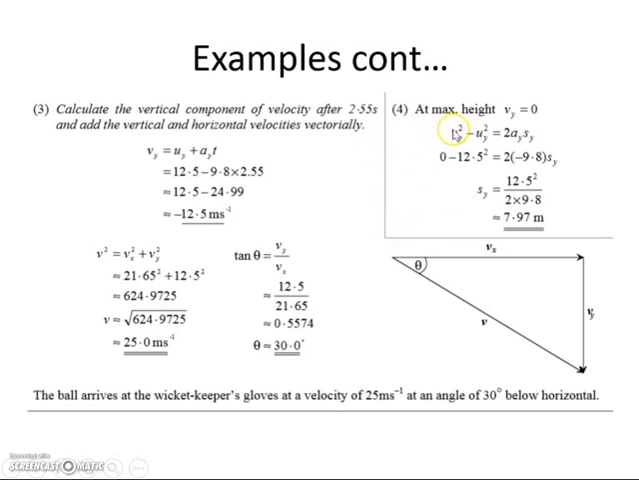Now lastly, to find the maximum height, we want v of y equals 0, so that's the turning point. When that ball stops, what height does that occur at? So we put in 0 here, put in all the rest of it, and we can rearrange to find our s, at what height that occurs. So we rearrange that, and we get a height of 7.97 meters.